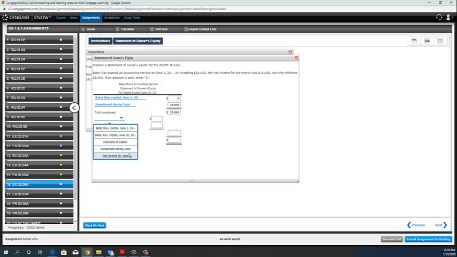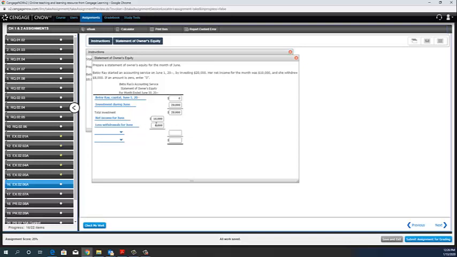to that $20,000 she has worked all month and added $10,000 in net income. Okay, so net income for June is $10,000, and then she withdrew $8,000. So you'll always subtract out the owner's drawing for the month. Okay, so it says less withdrawals of $8,000.